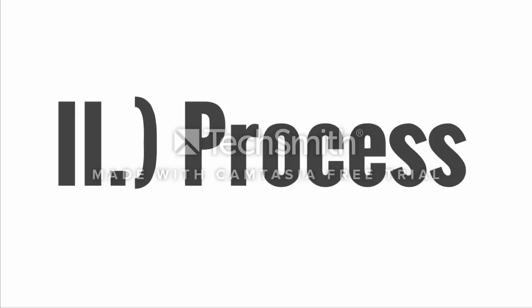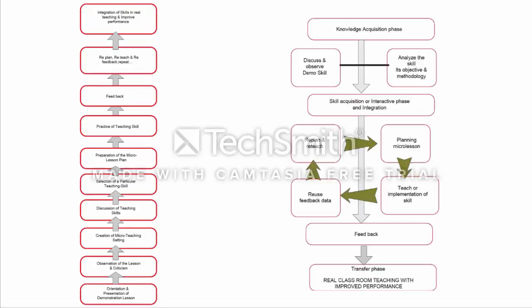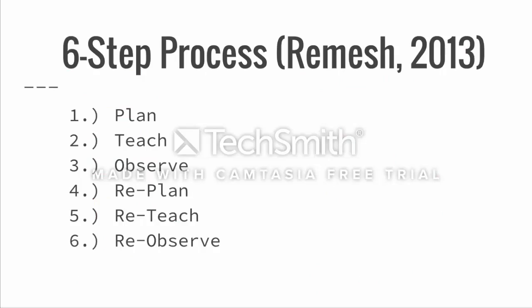Now that we have a better understanding of what microteaching actually is, let's take a look at how it would actually be set up. So different people have come up with different ideas for how microteaching should be, such as this 10-step model or this more complicated process. But what we'll be describing today is a 6-step process that Billy Remish wrote about, and it's very simply plan, teach, observe, and then replan, reteach, and reobserve.